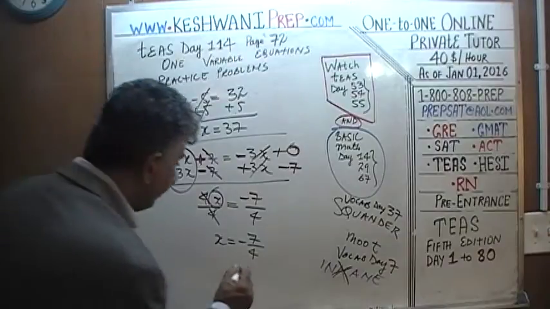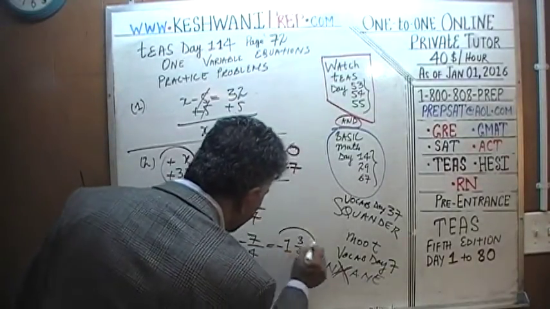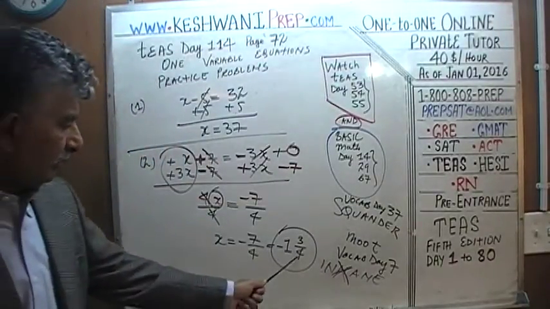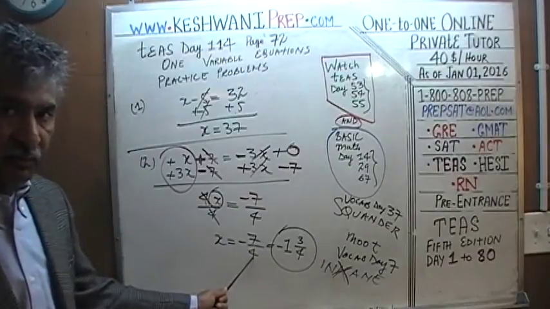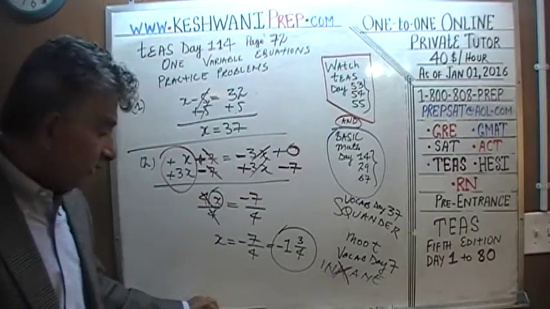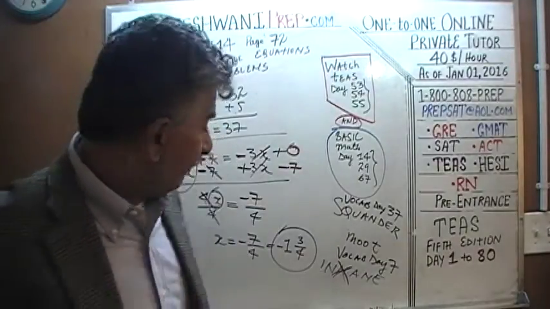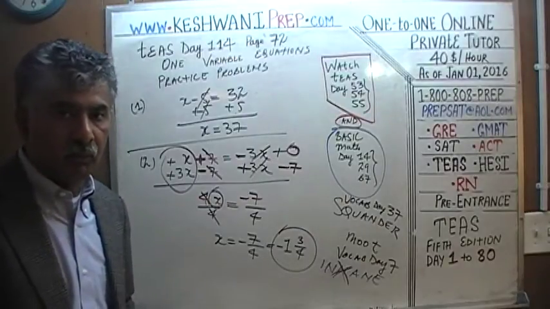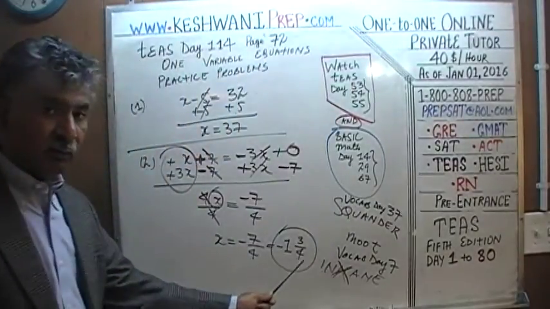Now, of course, negative 7/4, as you know, is the same as negative 1 and 3/4. So we are claiming that x equals negative 1 and 3/4, because 4 times 1 is 4, plus 3 is 7. Think of this in terms of money. 7 quarters is the same as $1.75, because $1 is made up of 4 quarters. I don't even know why I'm explaining this. Of course, 7 quarters is 1 and 3/4.